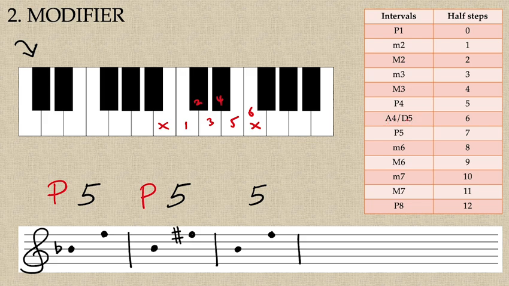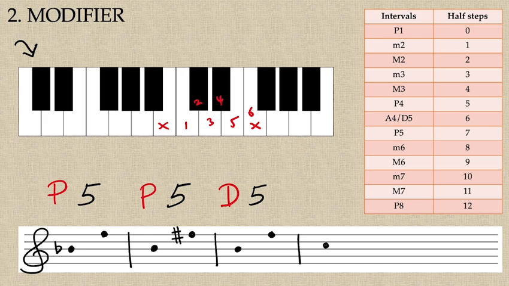Diminished fifth with 6 half steps. This is what we have. So this is a diminished fifth, which is 1 half step less than a perfect fifth. Okay, let's do one more. Since we have talked about diminished fifth, let me show you an example of an augmented fourth.